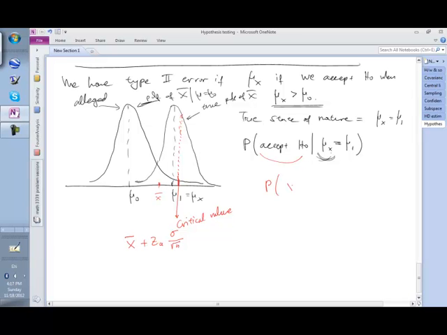We accept h sub 0, that means x bar is less than or equal to the critical value, which we mentioned, given that the mean of x is equal to mu sub 1. Well, since the mean of x is equal to mu sub 1, we don't take the alleged curve. We forget the alleged curve. We take the right curve.